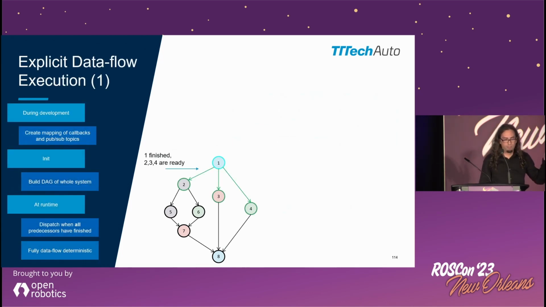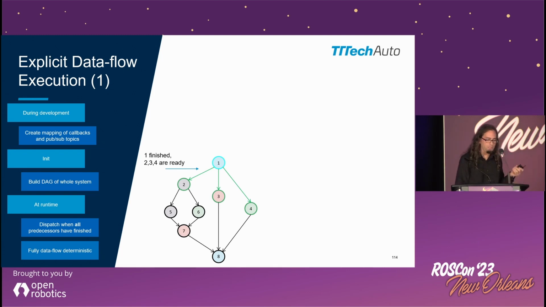So briefly regarding the process, how would this system now be developed? During development, we create a mapping between callbacks and the topics they subscribe to and publish. So not on node level, but really on callback level. During initialization, we collect this information from all processes out there and build a directed acyclic graph of the overall system. And at runtime, we execute through this in an explicit fashion. So what does this mean?